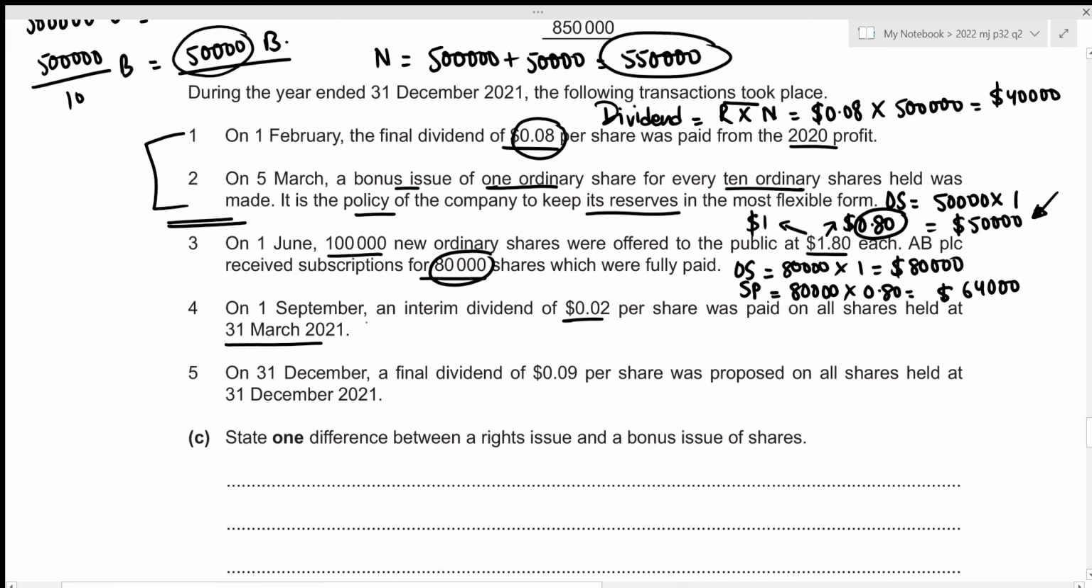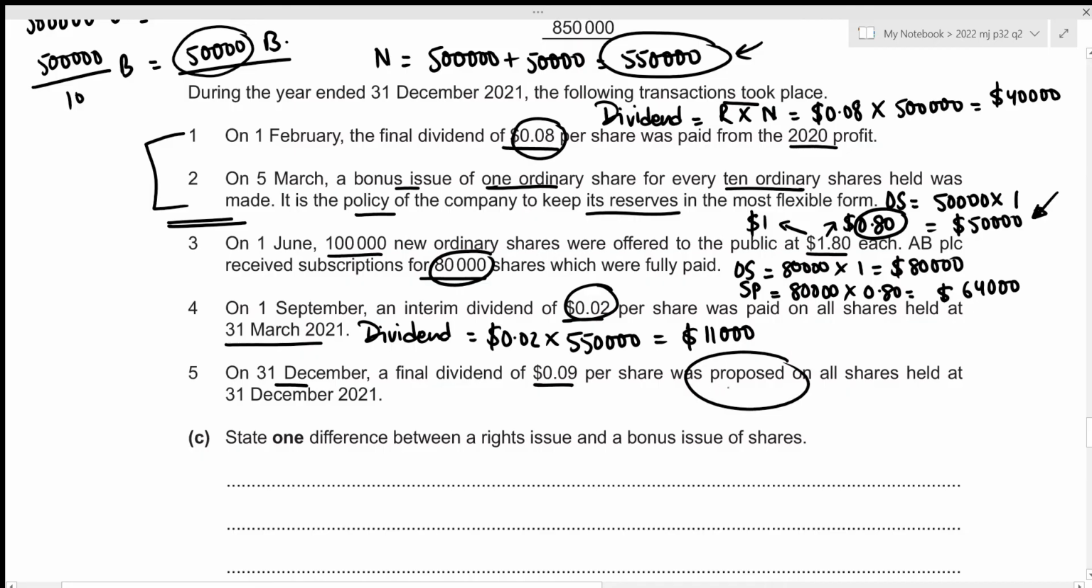Let's figure out the total interim dividend. That is again going to be the rate, which is given to be 0.02, times our number of ordinary shares. So that's 550,000. And this results in the amount of 11,000. Now on 31st December, a final dividend of 0.09 per share was proposed on all shares held. So since this was the proposed and not the paid one, this will not affect our financial statements.